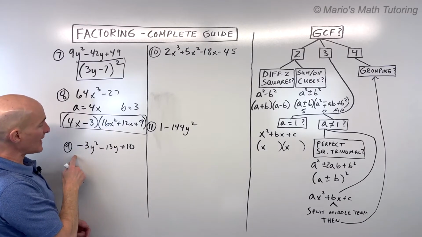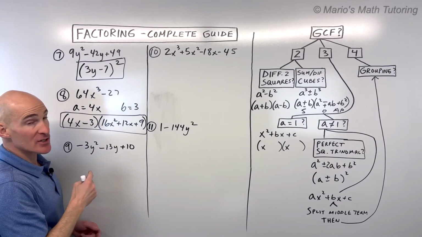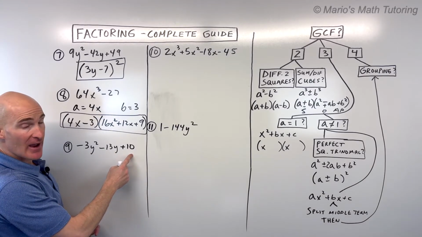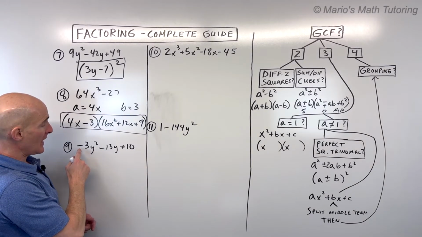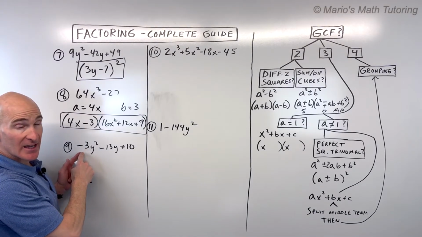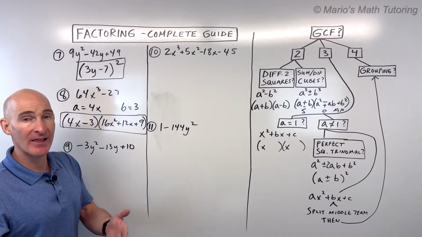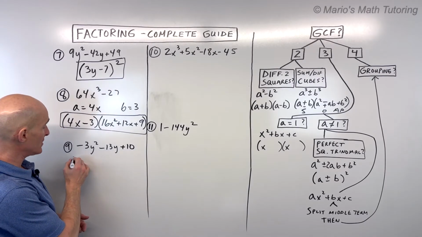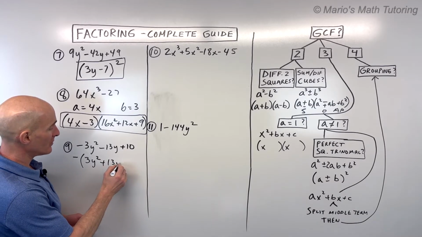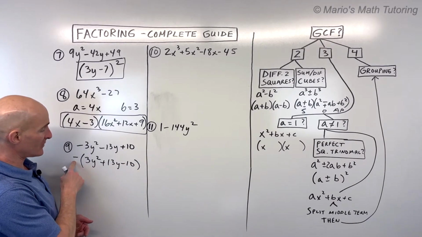Okay, for number 9 now, what do you think on this one? It's a trinomial, 3 terms. There's not a greatest common factor, and the a value is not 1. Also, notice that this starts with a negative. A lot of times when it starts with a negative, I like to factor that negative out first, just to put it into a little bit easier to work with form. Okay, so factoring out the negative.